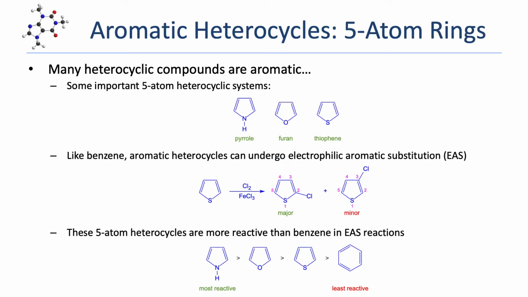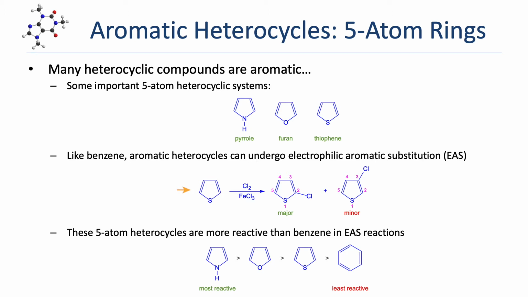Next, let's look at some unsaturated heterocycles, specifically aromatic heterocycles. There are 3 common 5-atom aromatic heterocycles that have only one heteroatom. Here we see pyrrole, furan, and thiophene. Because these compounds are aromatic, they can undergo the same electrophilic aromatic substitution reactions as benzene. Here we see thiophene subjected to an EAS halogenation reaction. Regioselectivity is a concern, and the reaction can result in substitution at either the 2 or 3 position.